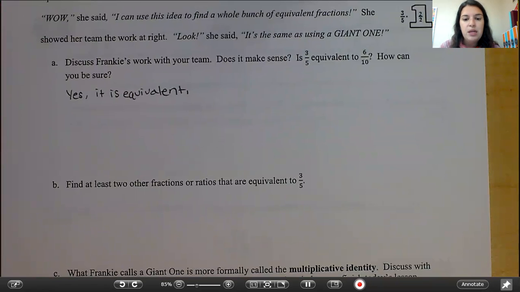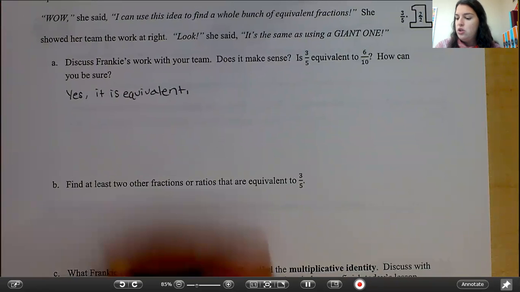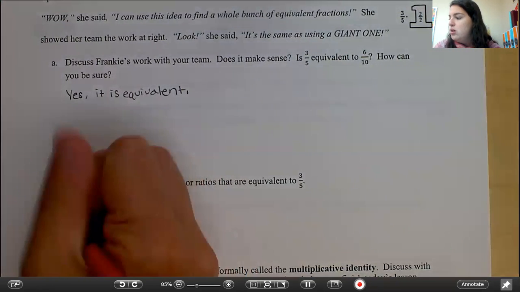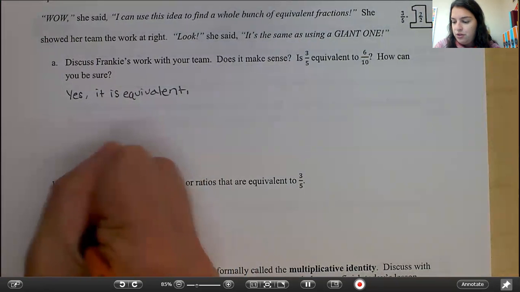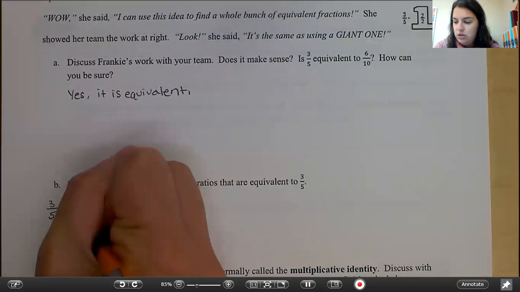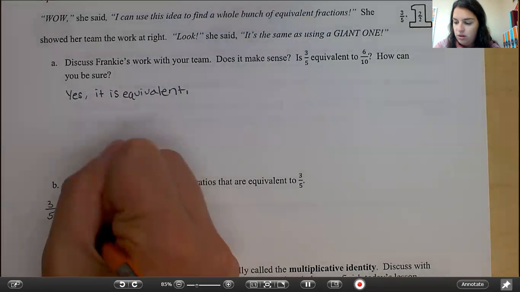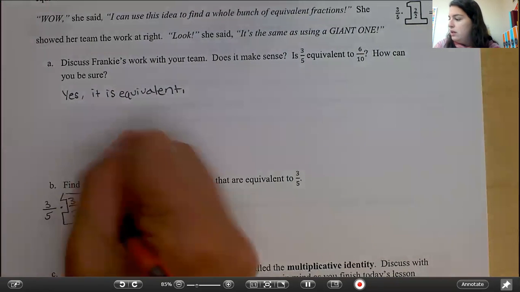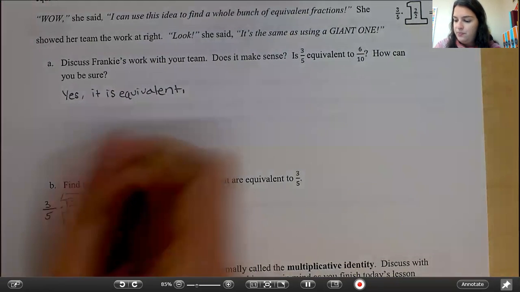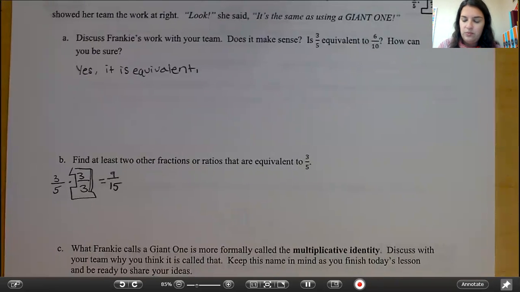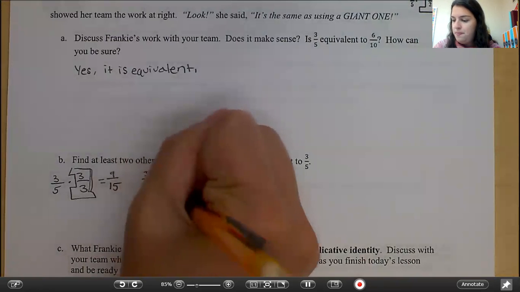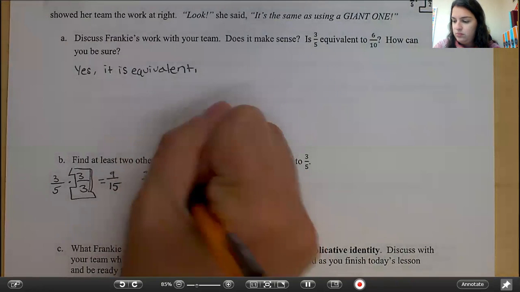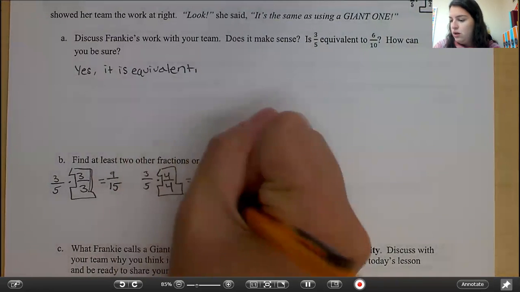Okay, if you're back with me, you have found at least 2 other fractions or ratios. So I'm going to do the first couple. 3/5 times 3/3, and 3/3 is your giant 1, would give you 9/15. Could have 3/5 times 4/4, and that would have given you 12/20.